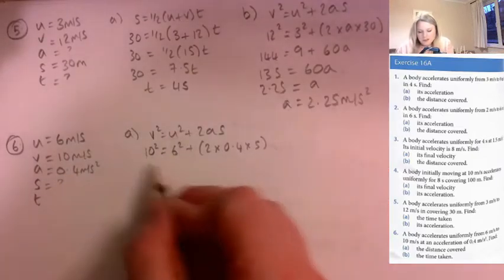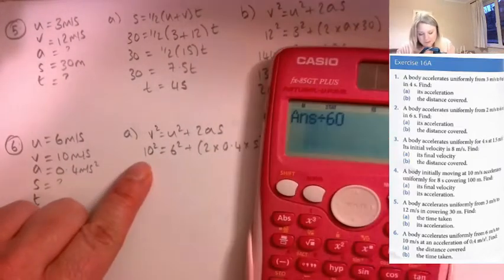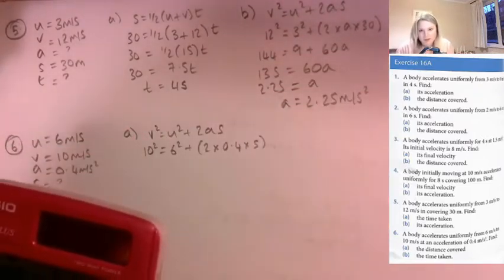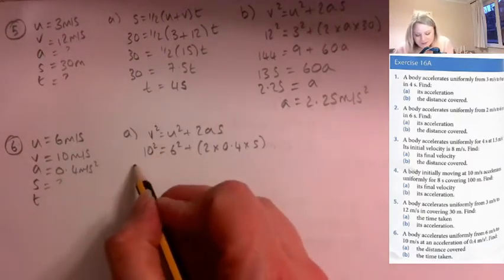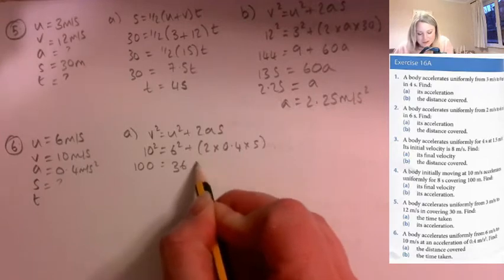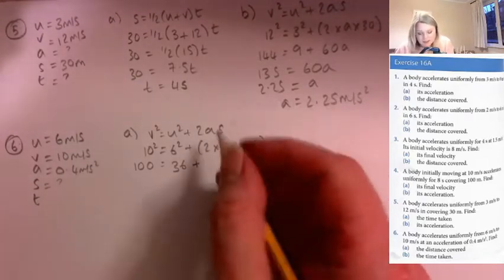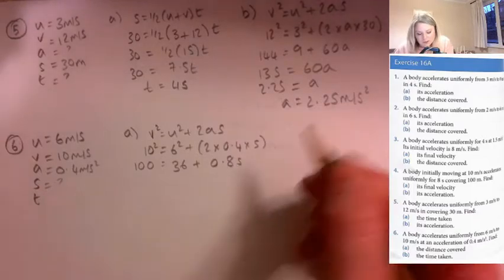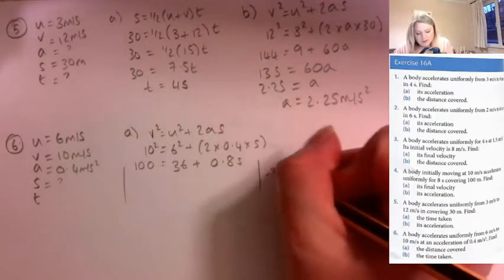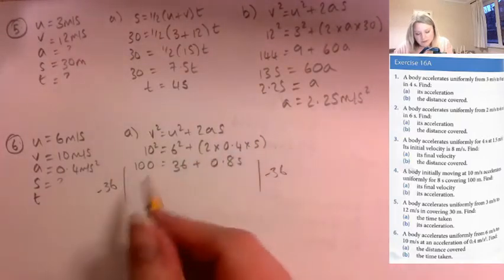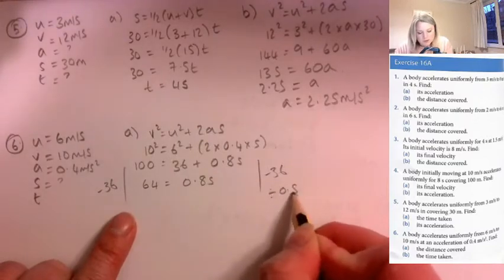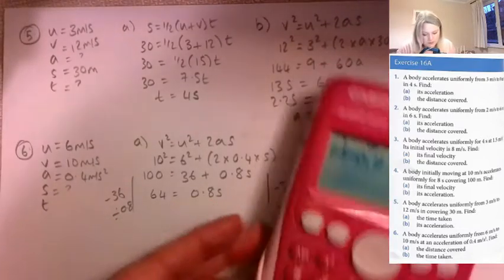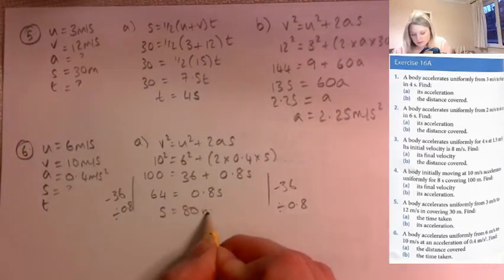So here, I'm going to take 6 squared away from both sides. No, do you know what? I'm going to do it out a bit nicer. So 10 squared is 100, 6 squared is 36, and then we'll tidy this up. 2 times 0.4 times S, 2 times 0.4 is 0.8, so 0.8S, right? If I take 36 away from both sides, that's going to give me 64 equals 0.8S, and then divide by 0.8. That'll get me 80. So S is 80 meters.